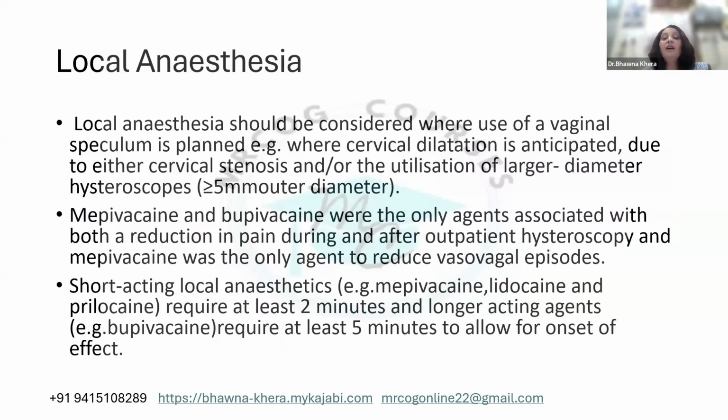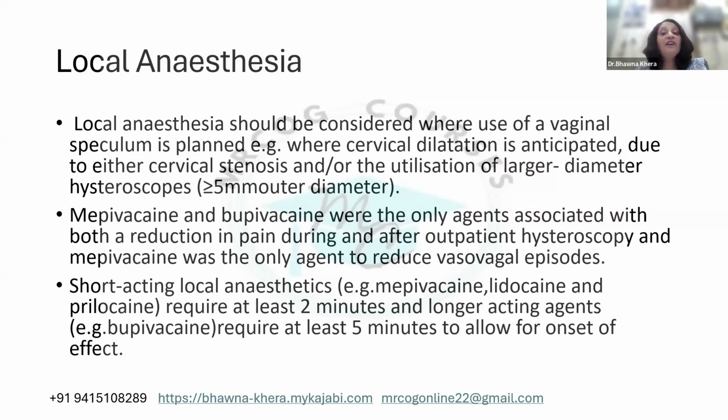Mepivacaine and bupivacaine were the only agents associated with a reduction in pain during and after outpatient hysteroscopy. Although trials have been done with many, like in the last line, you can see we are talking about mepivacaine, lidocaine, prilocaine, bupivacaine. So all these can be used. But mepivacaine and bupivacaine have shown clear-cut significant evidence of reducing the pain during the procedure and in outpatient hysteroscopy as well.